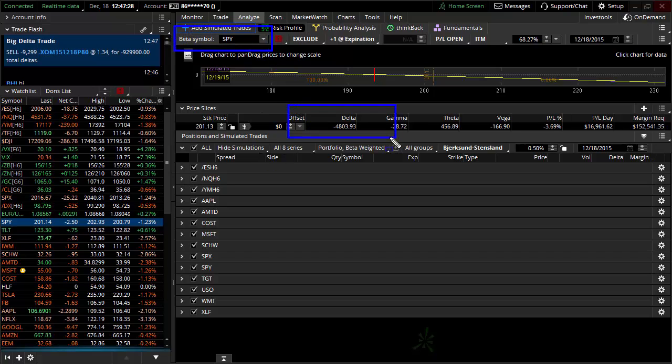The aggregate delta is approximately negative 4,800. So negative 4,800 is my aggregate delta. What that really means is it's the equivalent of being short roughly almost 5,000 shares of the spider. Quite literally, it's not 5,000 shares, it's actually 4,800 shares of the spiders. But I think you get it.